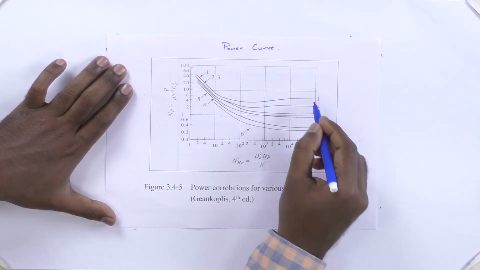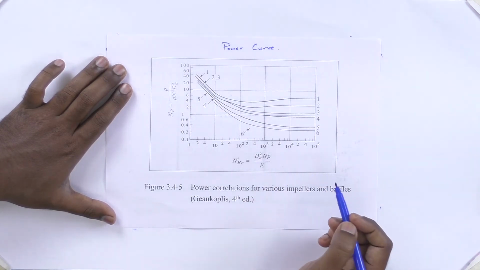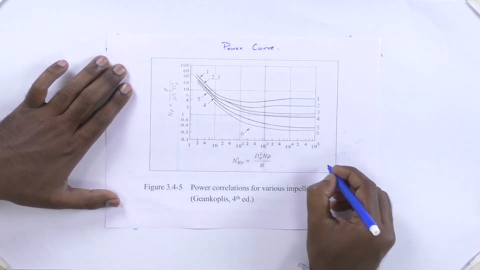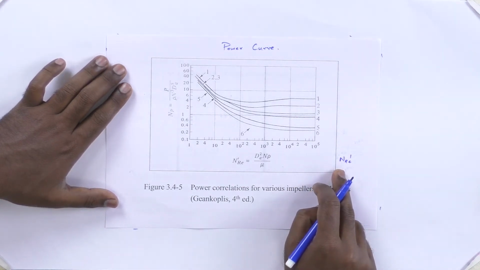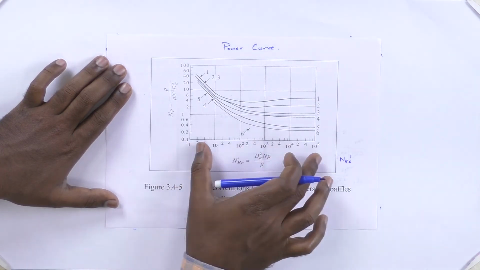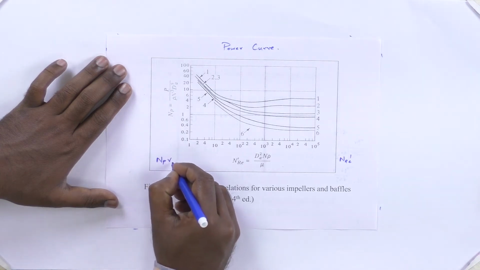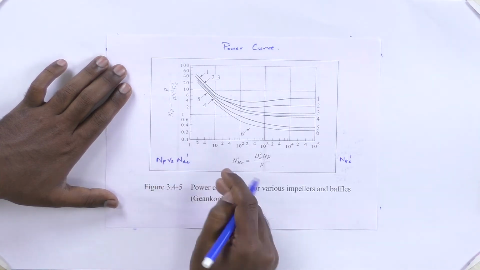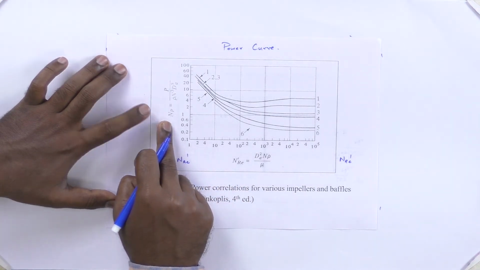Using this power curve, we are going to calculate the power number for a particular Reynolds number. First we know how to calculate this Reynolds number, NRe dash. Once you have calculated it, we need to identify the power number. This power curve is plotted between NP versus NRe dash. So your x-axis is NRe dash and your y-axis is the power number.